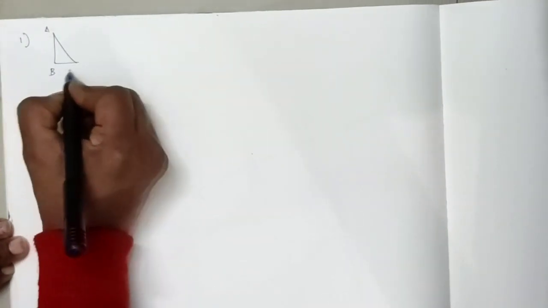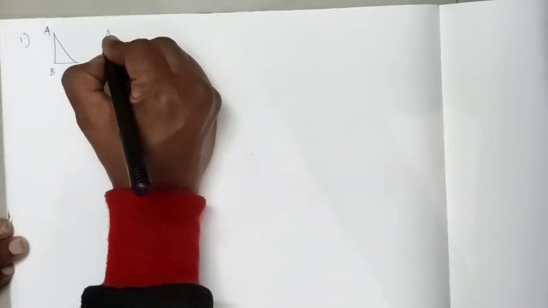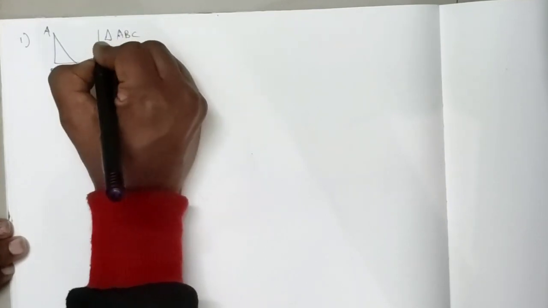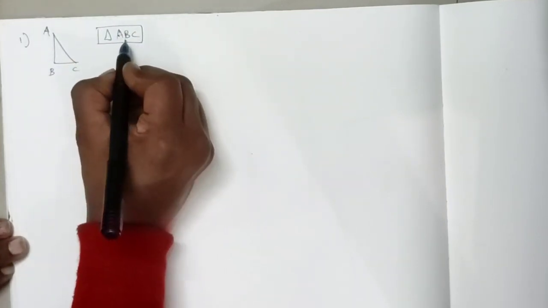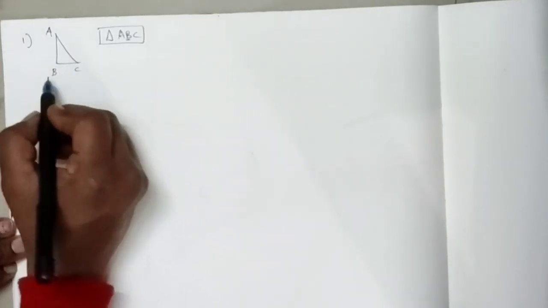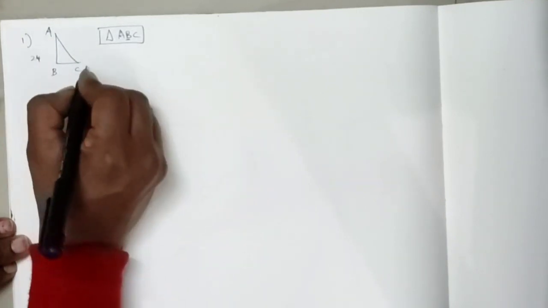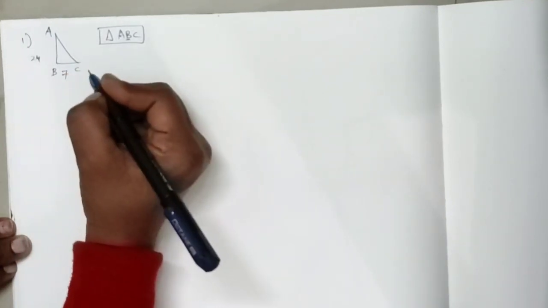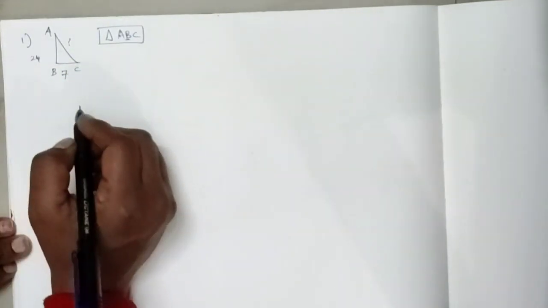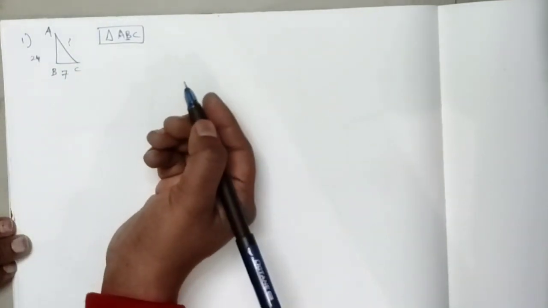What is given is a right angled triangle ABC. Usually if they give it as triangle ABC, this means it is right angled at B. Okay, so we'll take this as B, and AB is 24 centimeters, BC is 7 centimeters, and AC we do not know, we have to find it out. And we have to determine sin A, cos A and sin C, cos C.